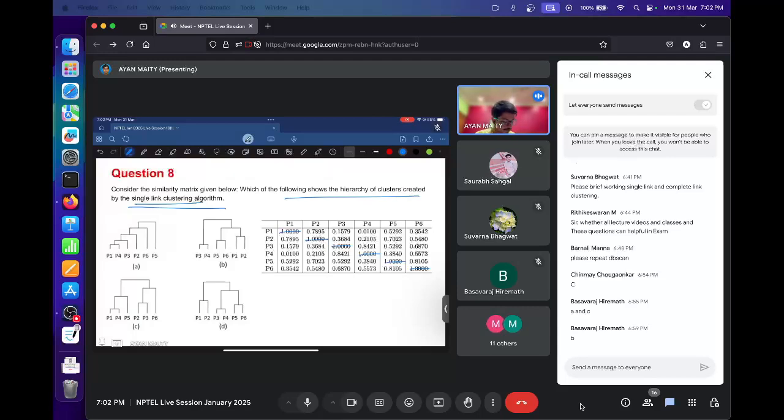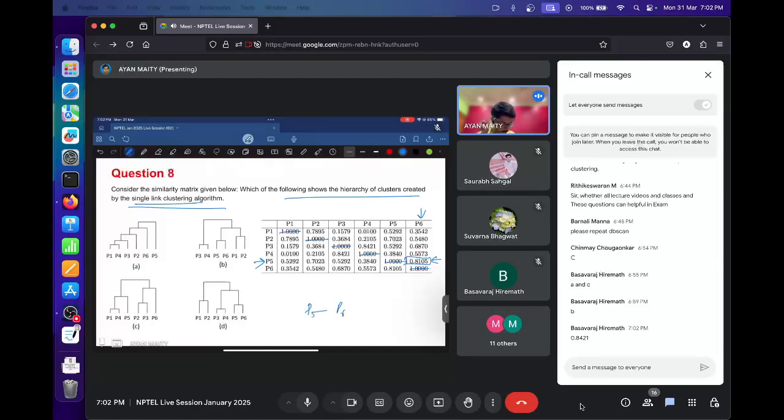Apart from these diagonal elements, the highest similarity value I can find is this, I think, 0.8105. That is the highest value I can find from this matrix. This similarity is between P5 and P6. So initially P5 and P6 would be merged.